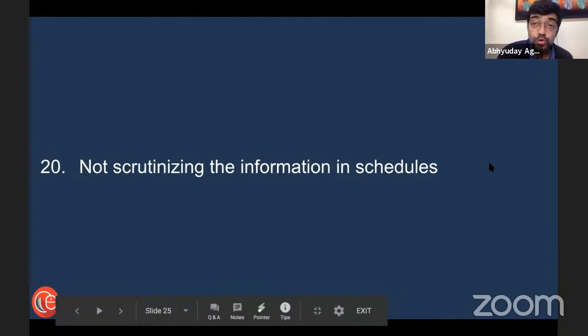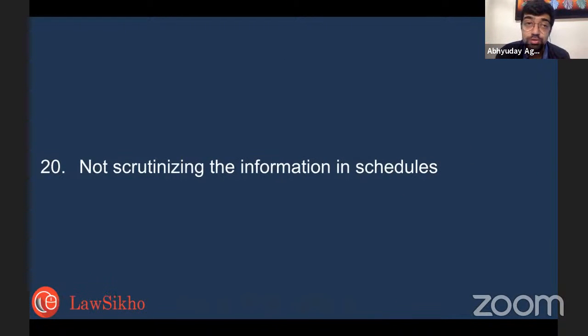Another mistake: not scrutinizing information in the schedules. Every time there's technical detail in an agreement, it goes in the schedule. You want to scrutinize that carefully. Sometimes names of parties are in the schedule. Where you have 20 lenders in a document, they just say lenders on the title page, and then they put all of them in the schedule. So you want to see who the lenders are always.